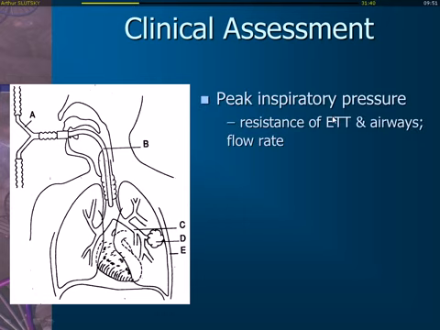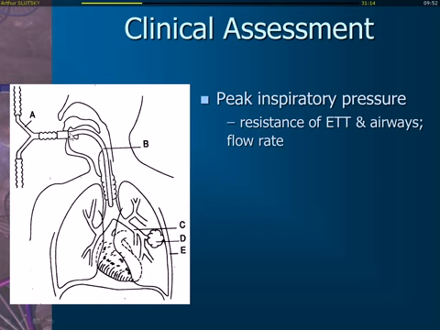The easiest thing to measure is peak inspiratory pressure. I think that's useful, but you have to remember that peak inspiratory pressure doesn't necessarily tell you about lung distension, for lots of reasons. One is that the pressure you're measuring at peak inspiration tells you about the flow resistive pressure and the elastic pressure. So that takes into account the resistance of the endotracheal tube and the airways, as well as the flow rate.